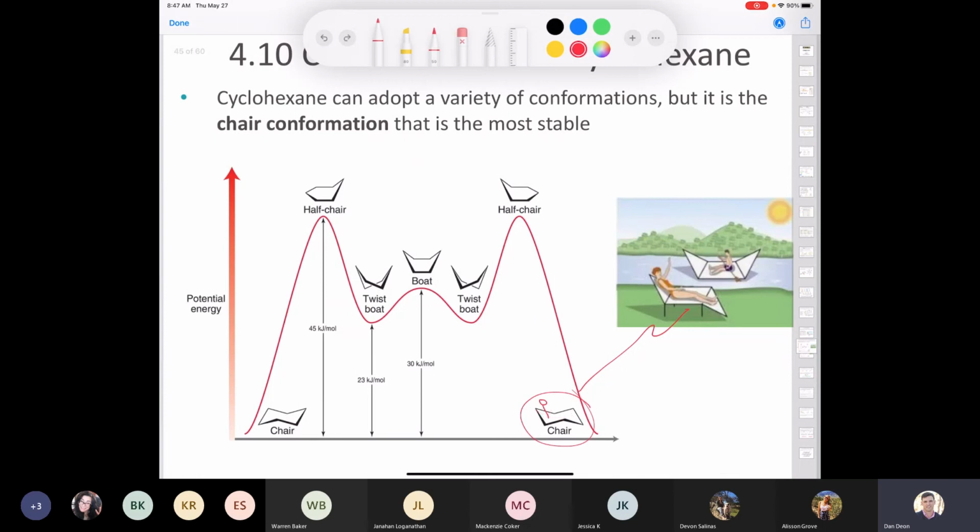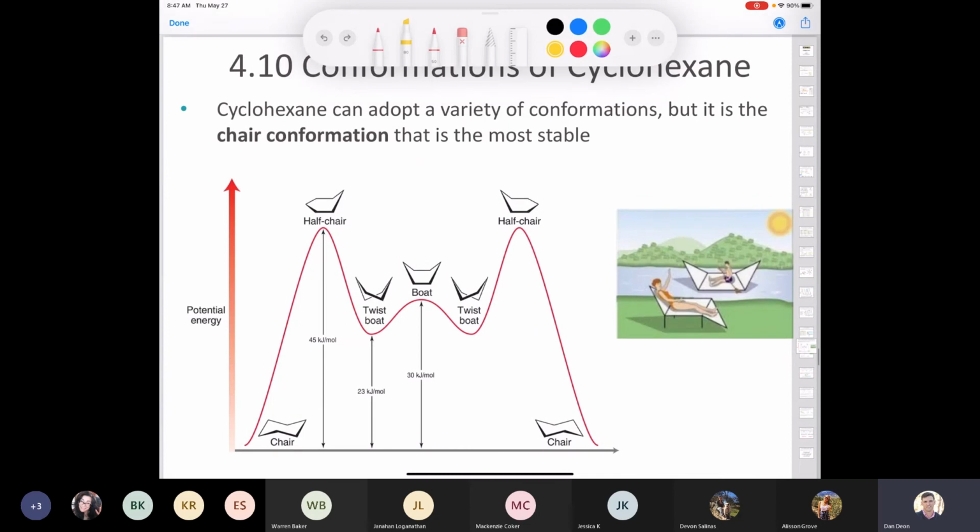Every once in a while I get somebody who says that doesn't look like a chair. Well, that's what they mean, a chair. And the boat, we don't even look at a boat a whole lot, but a boat is a lot more intuitive. That looks a lot more like a boat than the chair looks like a chair. But in our class, in Chemistry 3101, we're going to focus 98% of the time on the chair. We're going to talk about the boat briefly. The half chair and the twist boat, you don't really have to concern yourself with a whole lot, but I am going to demonstrate them for you just so you see where they're coming from.